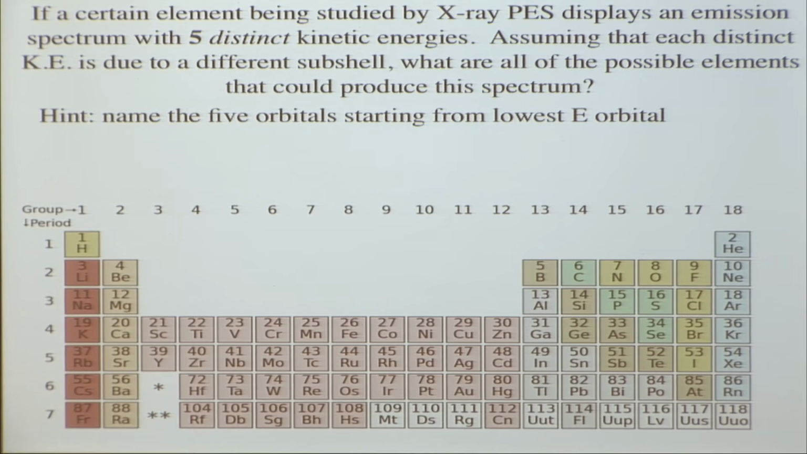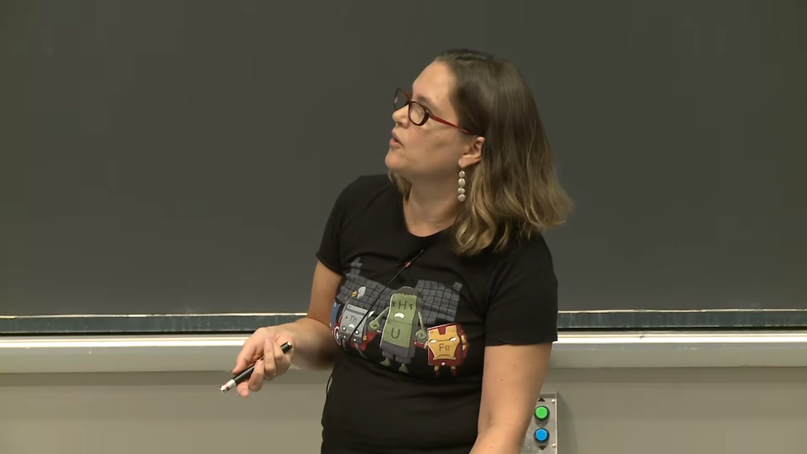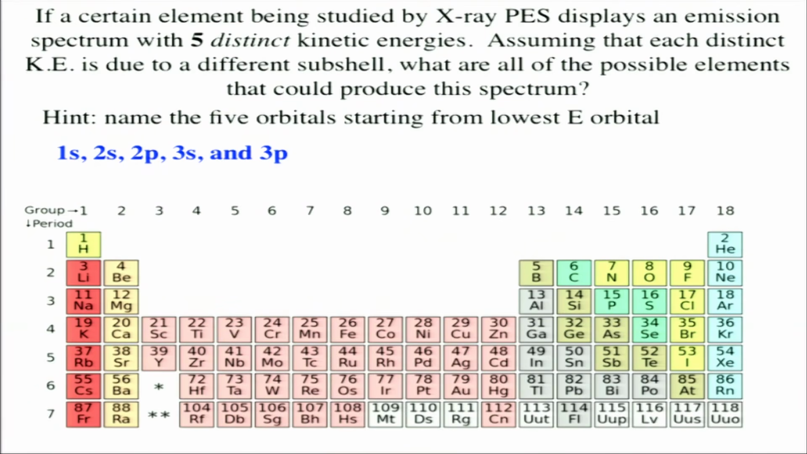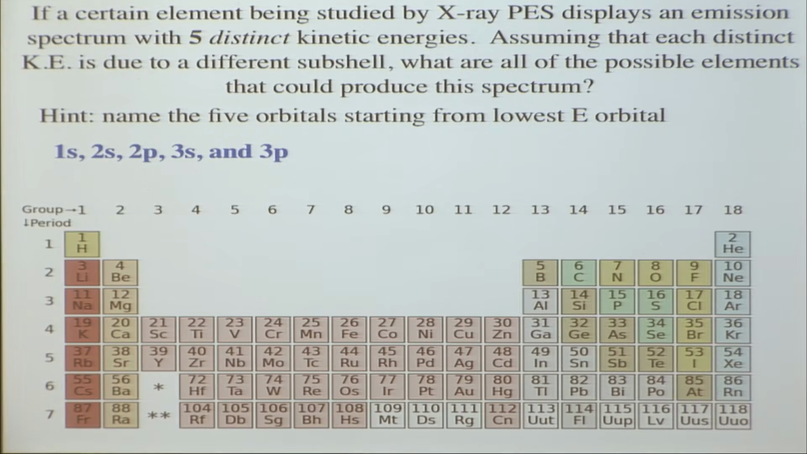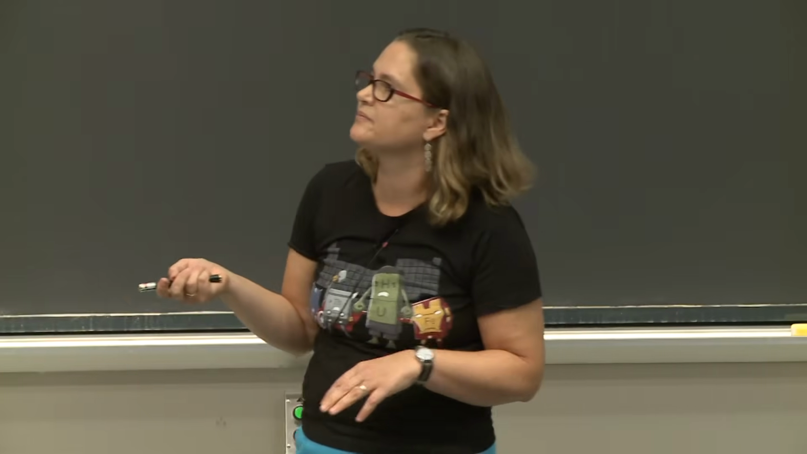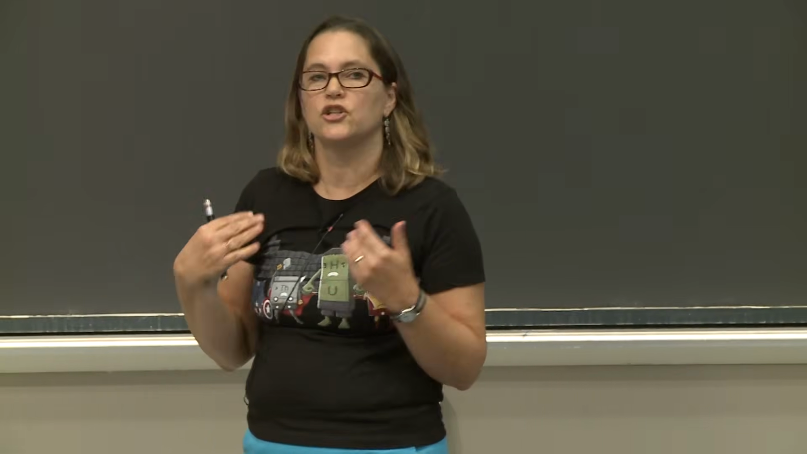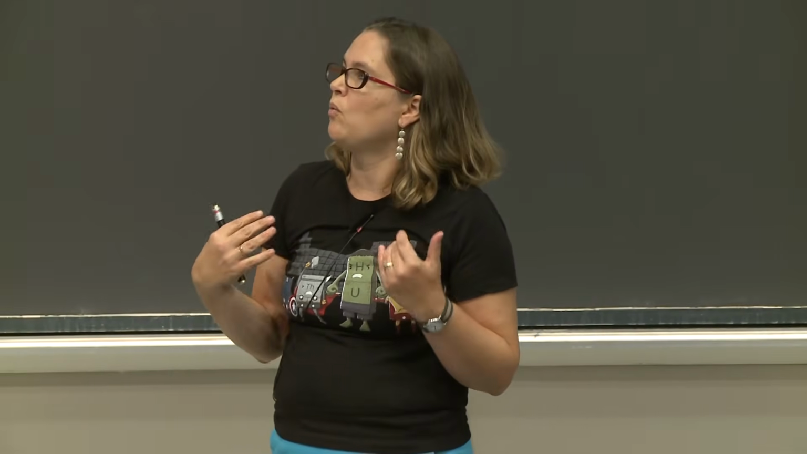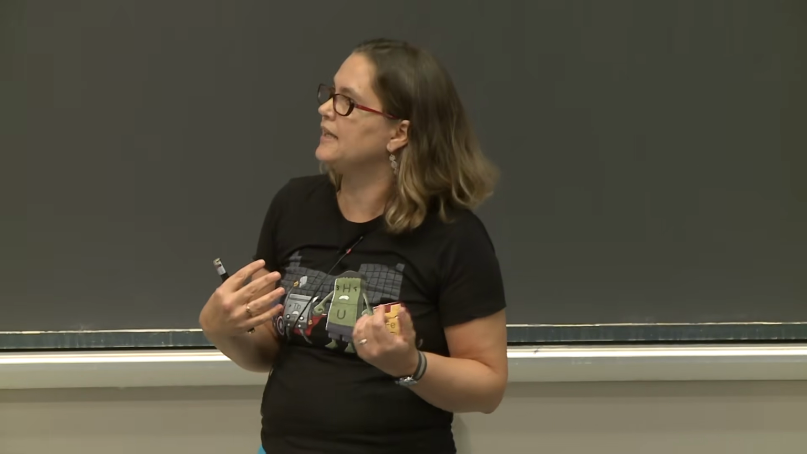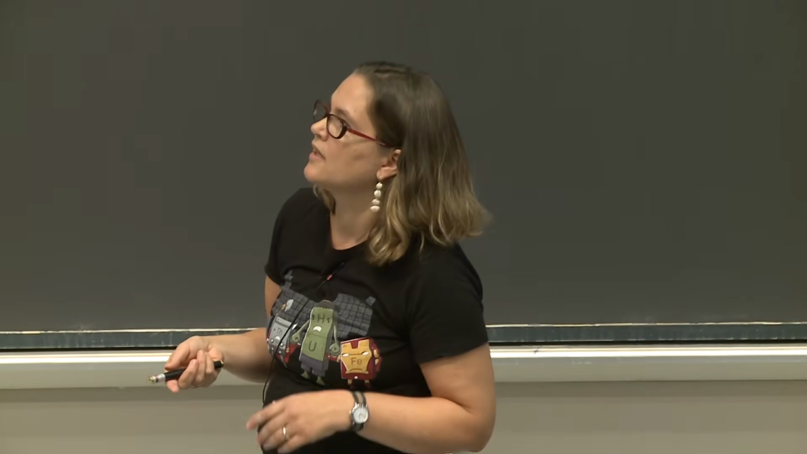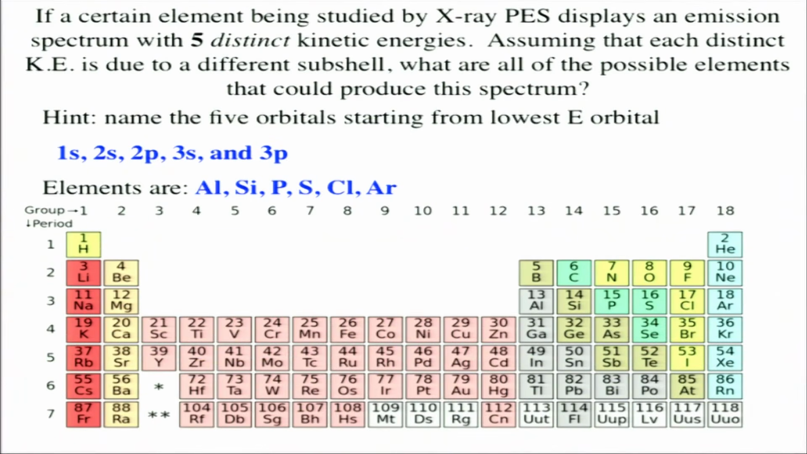And so the way you think about this is you want to find what elements are going to have 5 different kinds of orbitals. And so we can list the first set here, 1s, 2s, 2p, 3s, 3p, that's 5. And then you need to know from the periodic table where are the elements where you're filling the 3p. And those are over here.